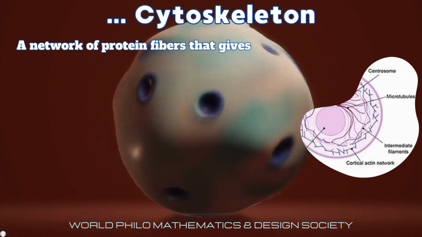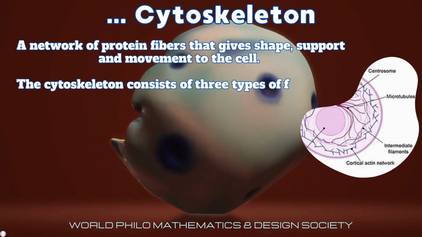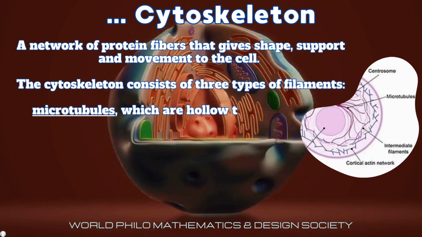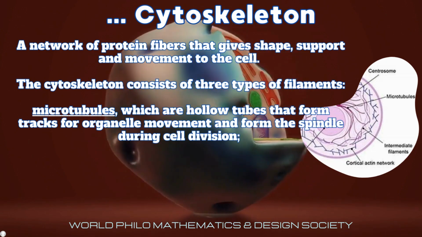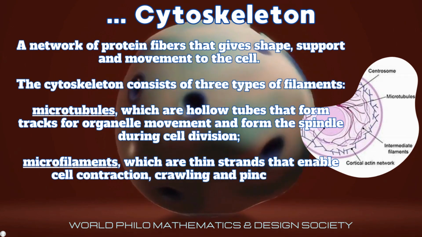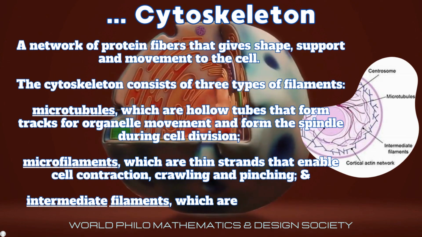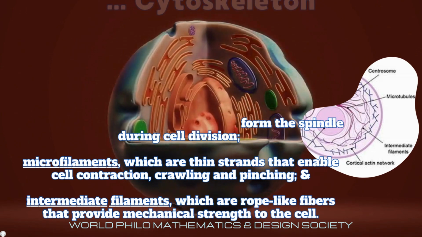The cytoskeleton is the network of protein fibers that gives shape, support, and movement to the cell. The cytoskeleton consists of three types of filaments: microtubules, which are hollow and form tracks for organelle movement and form the spindle during cell division; microfilaments, which are thin strands that enable cell contraction, crawling, and pinching; and intermediate filaments, which are rope-like fibers that provide mechanical strength to the cell.